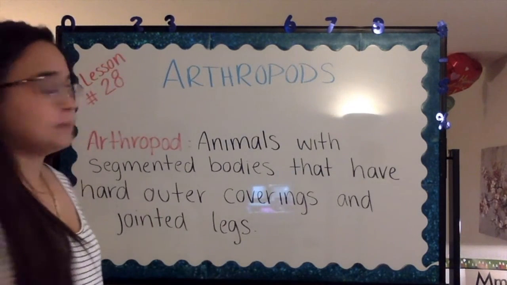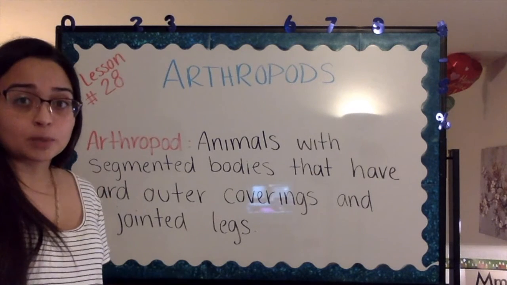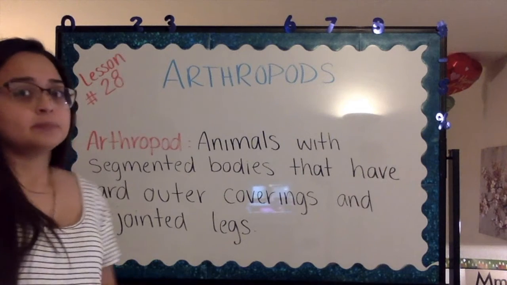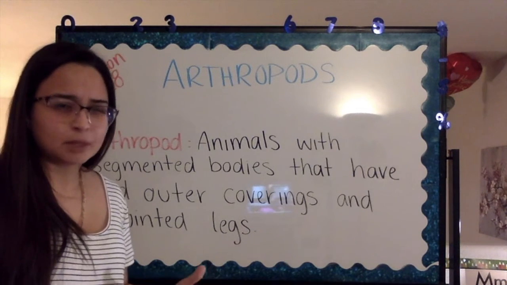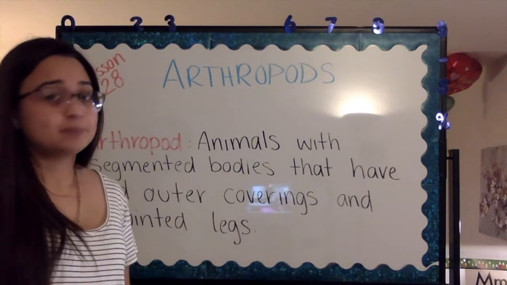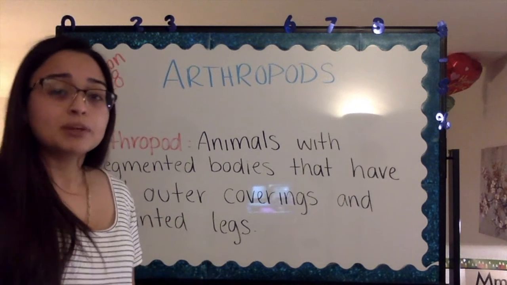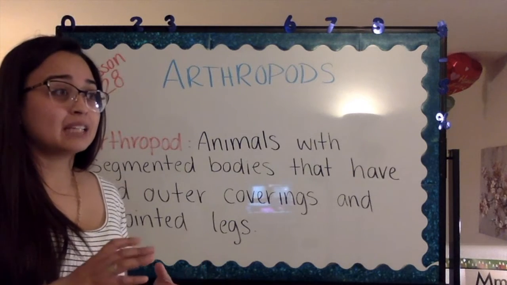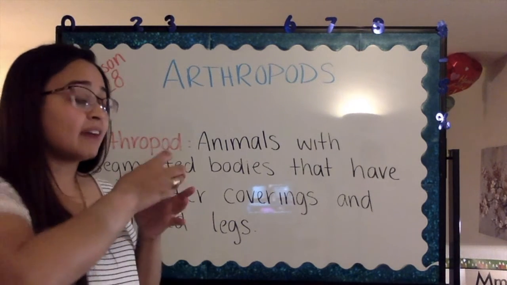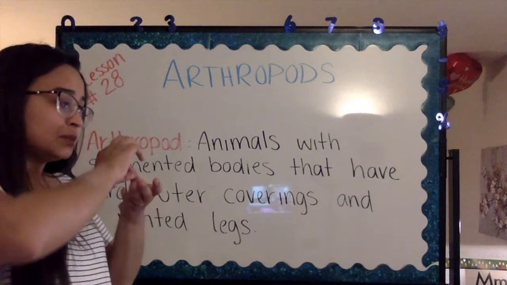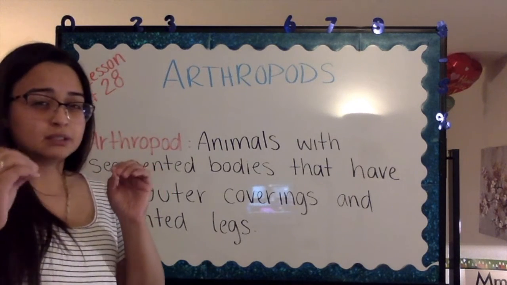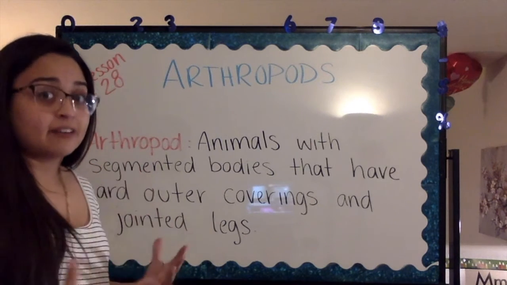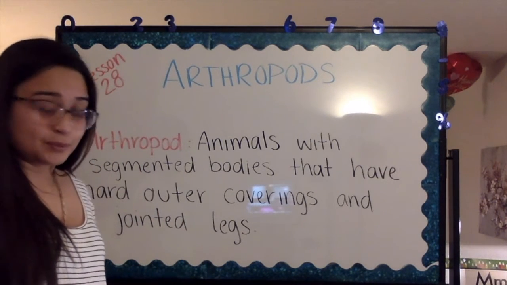What is an arthropod? Arthropods are animals with segmented bodies. Now pause right there. Segmented bodies, I think we've heard of that before. And you're right. Remember the earthworm? That's an invertebrate, right? And the earthworm is actually known for having its body segmented, which means it looks like it has a bunch of little rings. So arthropods have segmented bodies.